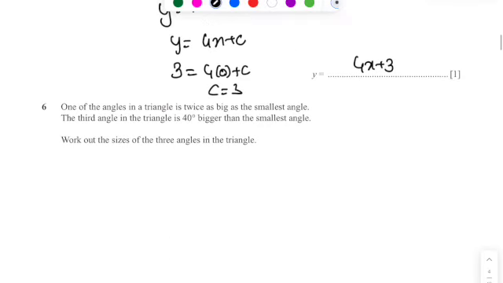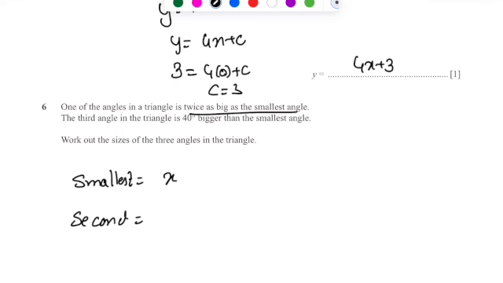One of the angles in a triangle is twice as big as the smallest angle. The third angle is 40 degrees bigger than the smallest angle. So smallest angle equals x. Then the second angle is twice as big as the smallest angle, 2x. Now the third angle is 40 bigger than the smallest angle, x plus 40.